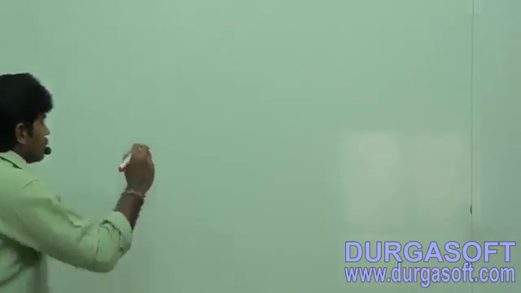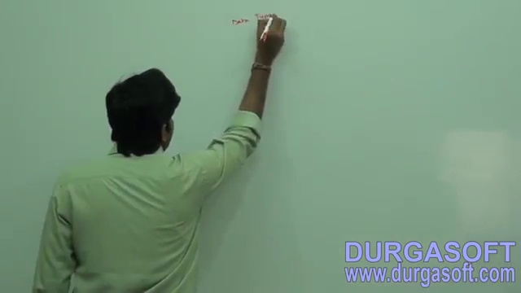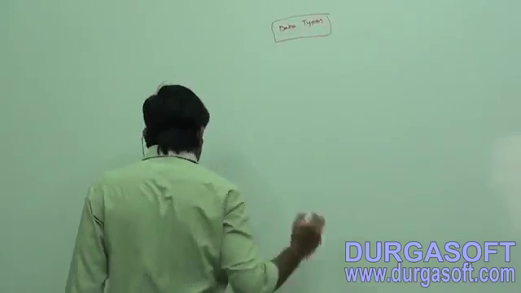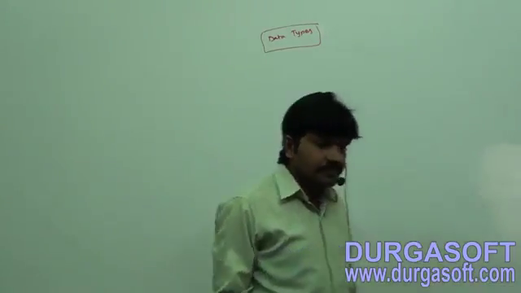In the last session, we completed identifiers and reserved words. In this session, let me talk about data types. Keep the subheading: data types. We have to perform a postmortem on data types.